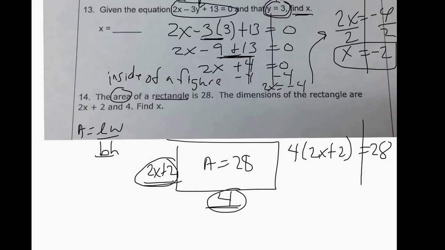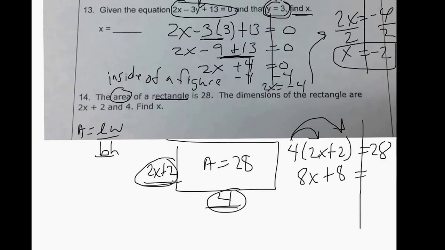Okay, I draw my line down. I look at the left side and the right side for simplification. This side has to be simplified. Parentheses let me know that it's double rainbow, so I double rainbow here and here. 4 times 2x is 8x. 4 times 2 is 8. So I have 8x plus 8 equals 28. Left and right are both simplified, so now I'm ready to start to solve.